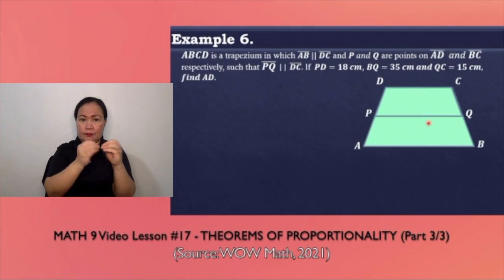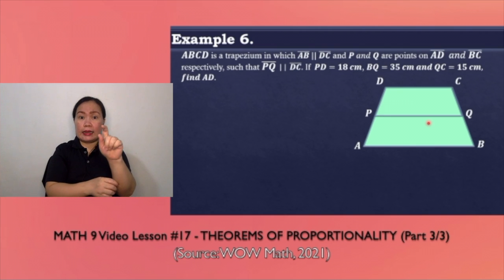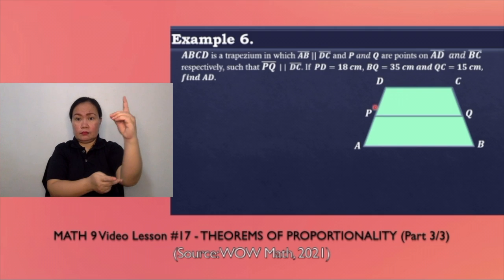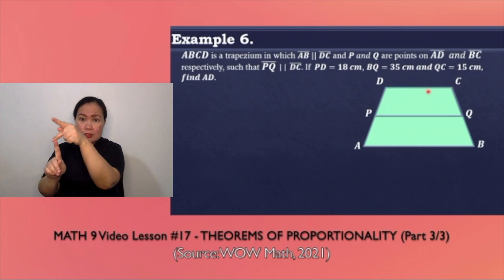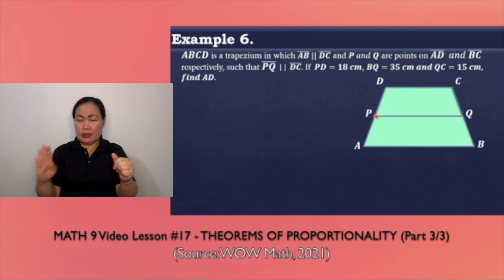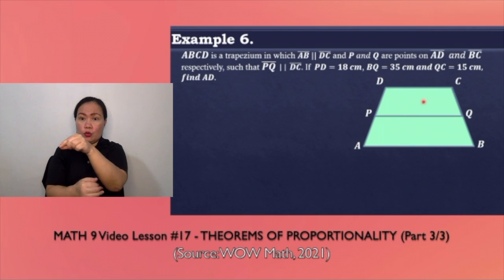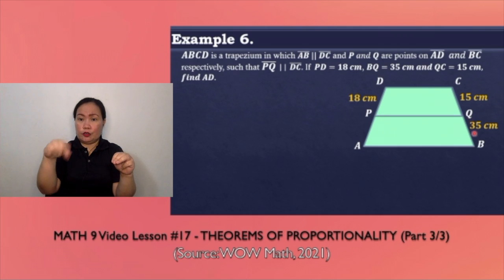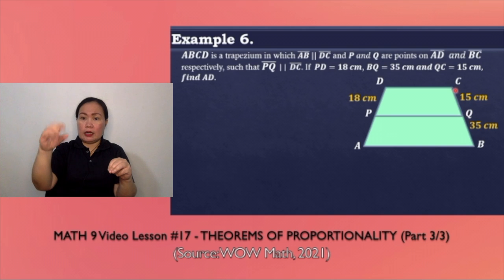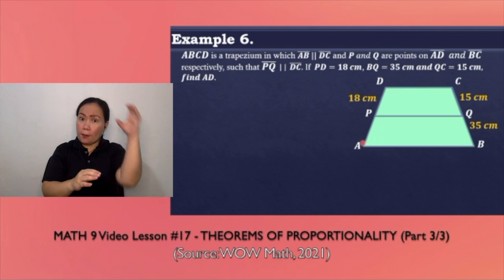Next. ABCD is a trapezium in which AB is parallel to DC, where P and Q are the points on these two sides. PQ is also parallel to DC. The given are PD is 18 centimeters, BQ is 35 centimeters, and QC is 15. We are asked to find AD, the whole side.